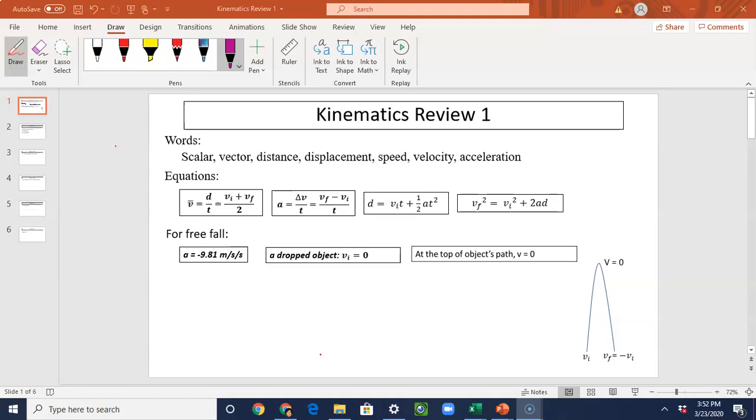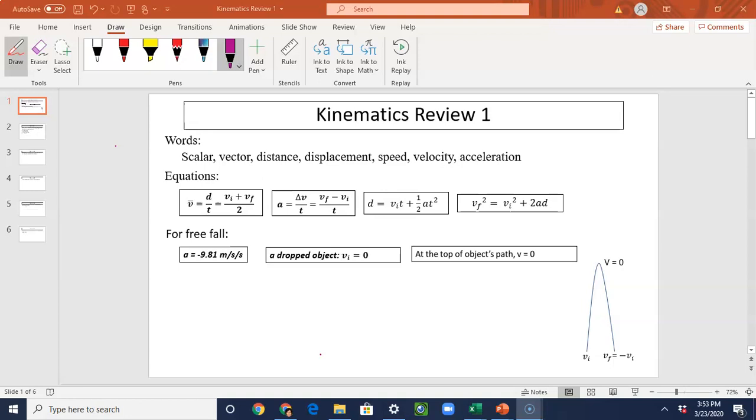We use words to describe motion such as scalar, vector, distance, displacement, speed, velocity, and acceleration. First, a scalar is a quantity that has no direction. A vector is a quantity that has direction. Distance is how far you have gone, the length of the path. So from A to B, you may have different distances because your path can be different. Now, displacement only depends on two things: your starting point and your ending point. Displacement is always a straight line. Displacement means change in position.